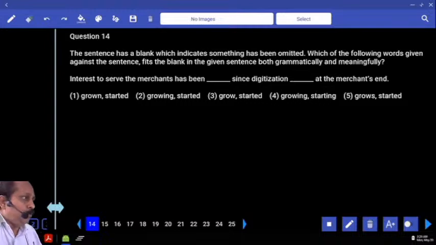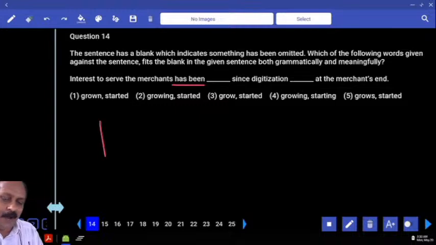Blanks, one or two. Two. Interest to serve the merchants has been, underline has been. Perhaps here you have to use grammar knowledge. Has been goes with two tenses. Tell me what are the tenses? One is, she has been our student for 2 months. He has been our professor for 5 years. Which tense is this? Present perfect active voice or passive voice? Active voice. That's the reason why I asked.